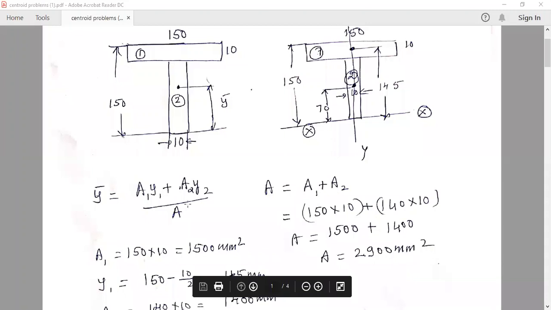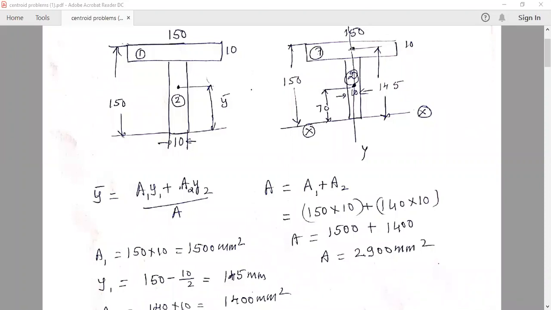A1 plus A2. This capital A is known to you. A1 is known to you, A2 is known to you. Now we have to locate Y1 and Y2 with reference to the assumed x-axis. So with respect to the bottom of T, we have to locate the centroid of the top rectangle and the centroid of the second rectangle. Now the centroid of a rectangle, as you always know, lies at a distance of b by 2 and d by 2. Now the width is 150, the depth is 10. So we don't want the x distance, only the y distance from the x-axis where this lies.